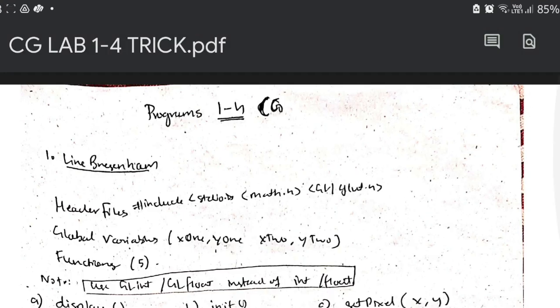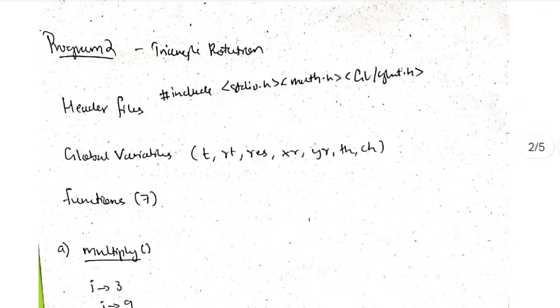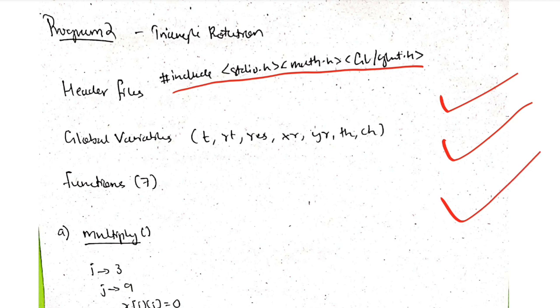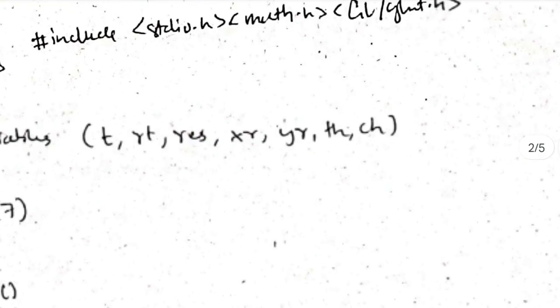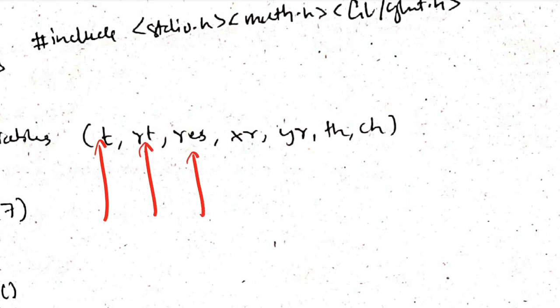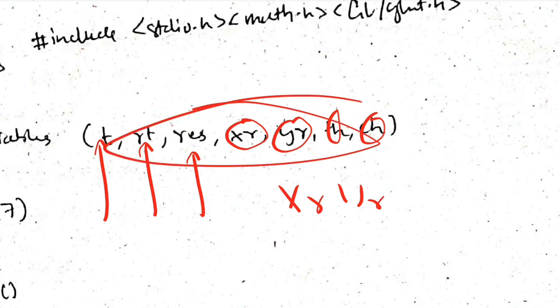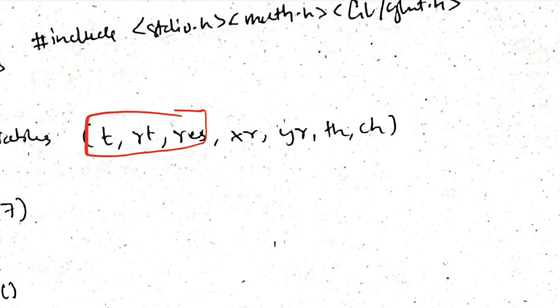Let's move on to the second one, which is triangle rotation. The structure is the same. First you include the header file, then we have some global variables, some user-defined functions, and the int main. The global variables are: t, triangle values, rotation triangle values, resultant triangle values, xr, yr, which is the fixed point, and th, which is the theta value, and ch, which is the choice. Why we have used these, we'll be discussing now. These 3 come together, these 2 come together, and this one is separate.